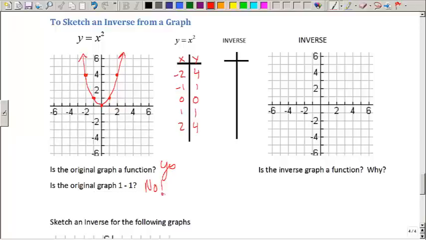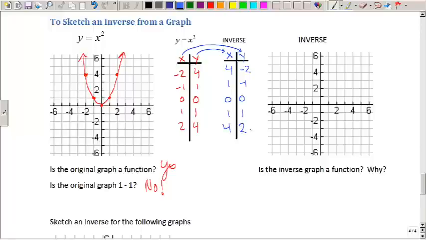Well, no, it's not. What if I was trying to graph its inverse? The definition of an inverse says that the x values, or the domain, become the y values, or the range, in the inverse. The y values in the range become the x values in the domain of the inverse. So instead of the point (-2, 4), I'm getting (4, -2). And (1, -1) all the way down.